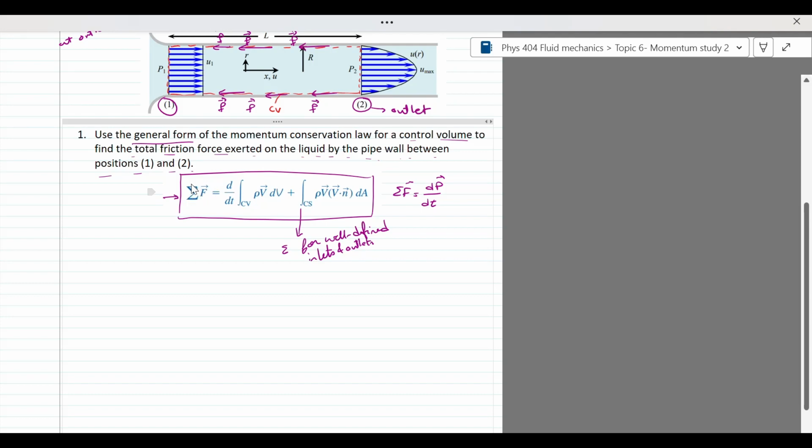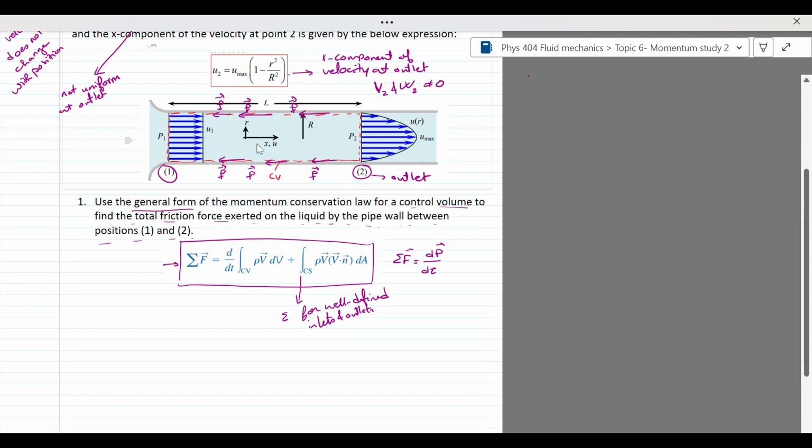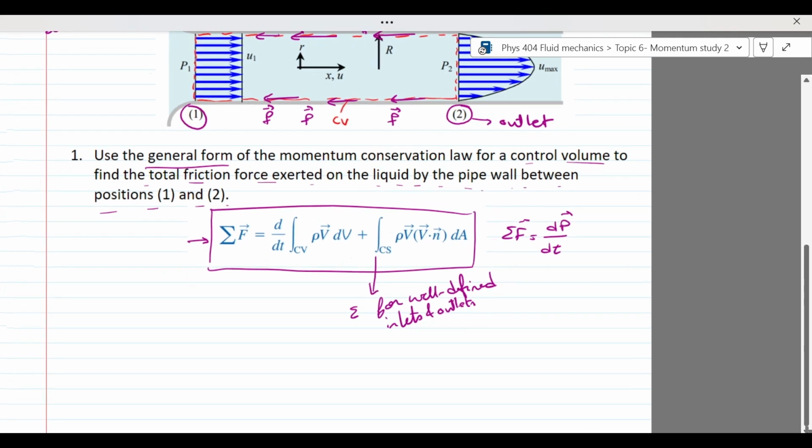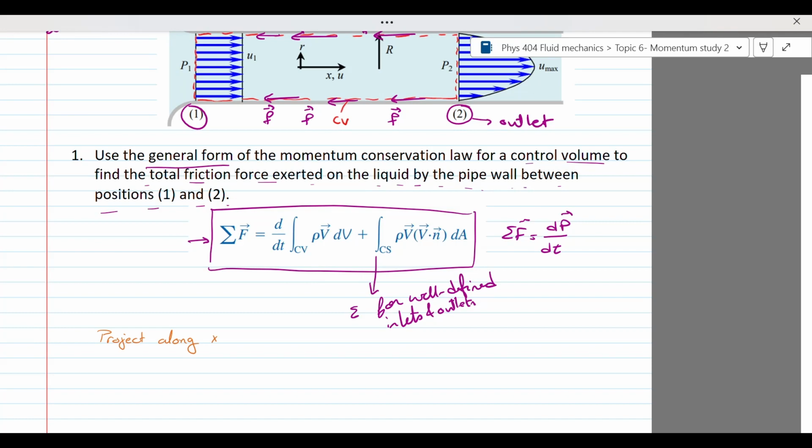For a start, let's look at the net forces that are exerted on my control volume. Now, since I am interested in the friction force, which I can see here is essentially a horizontal force, I can directly project this equation along the x-axis. This conservation law contains vectors rather than scalars, and so in order to be able to work with this equation, I need to project along the different directions and resolve my vectors into components. So I will project along x because my friction is in the x direction. And this is the quantity I want to find.